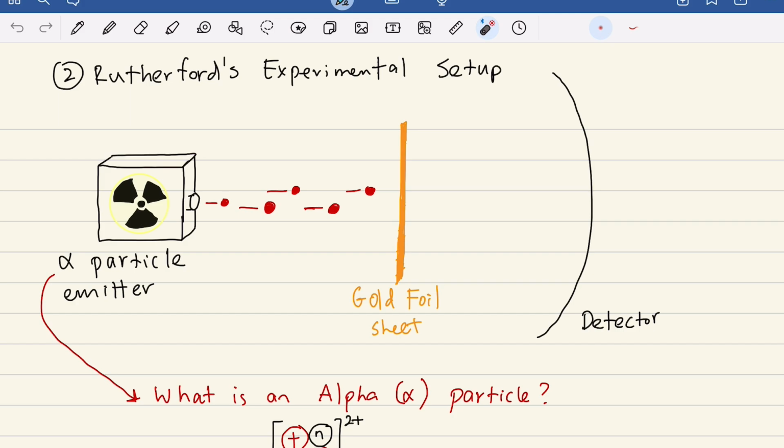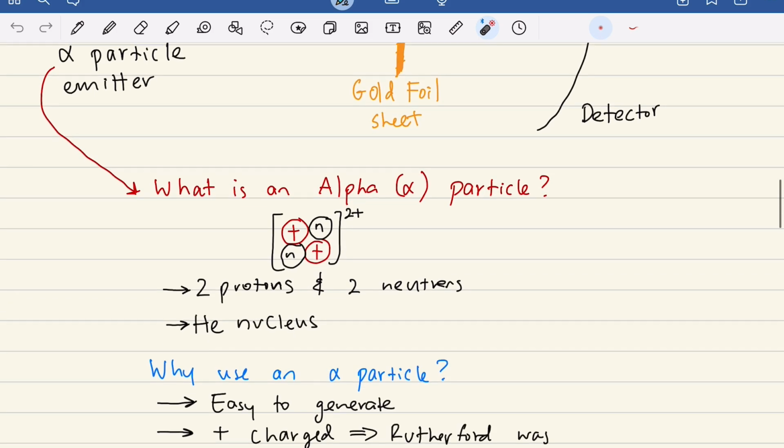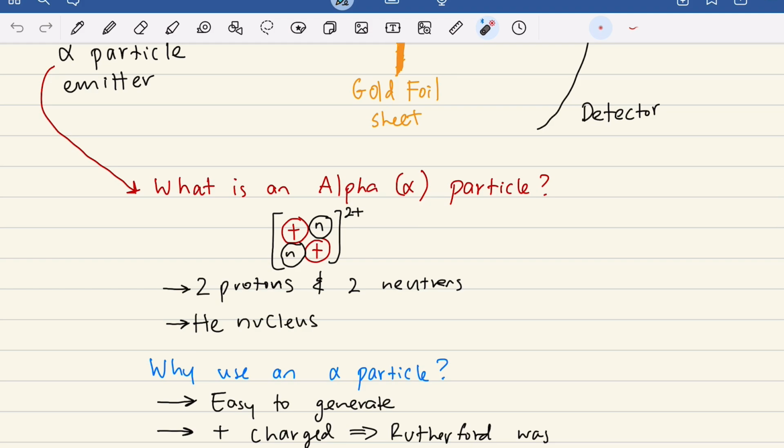To basically summarize it, he shot alpha particles, which are these red guys here, out of a radioactive alpha particle emitter at an ultra-thin sheet of gold foil, just a couple of atoms thick. And he had a 360-degree detector that would display exactly where each alpha particle ended up after making contact with the gold foil. But what is an alpha particle, and why would Rutherford want to use them?